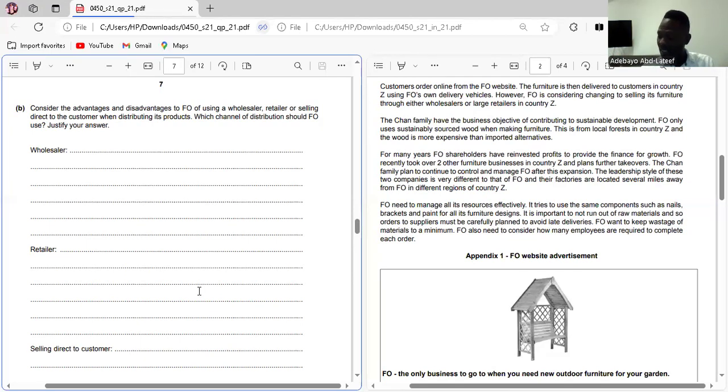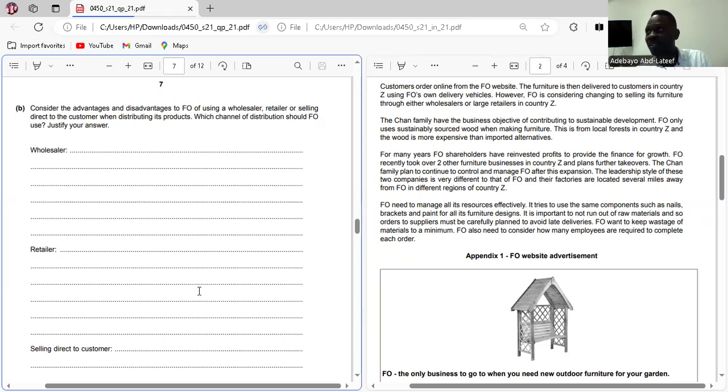Advantage two: it saves storage space for FO. This reduces the cost of storage. As soon as FO produces, it sells and delivers to wholesalers, so there's no point keeping large space like a warehouse that you have to pay for. Now you won't be paying for space because the wholesalers are buying it. Clear?